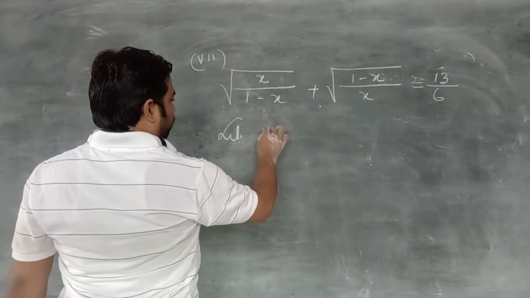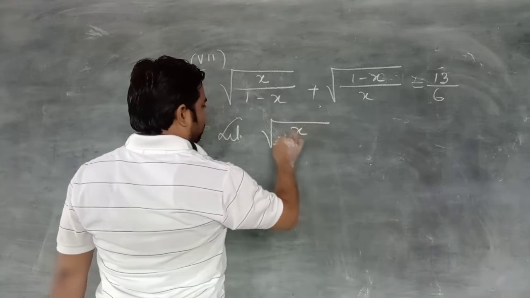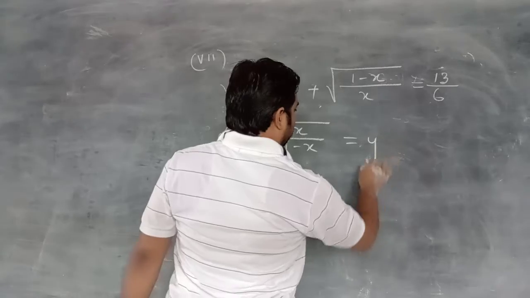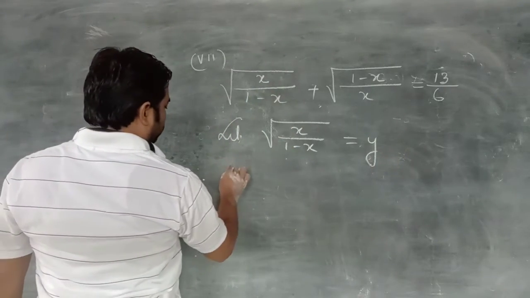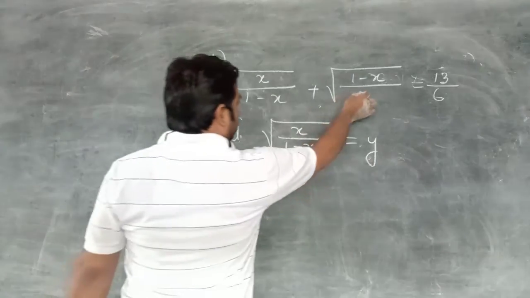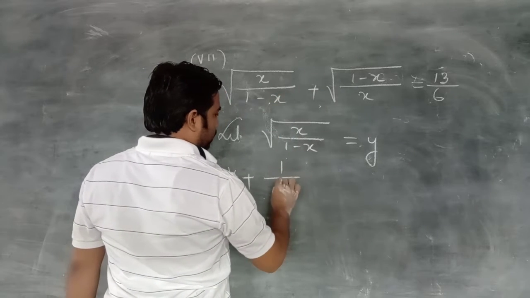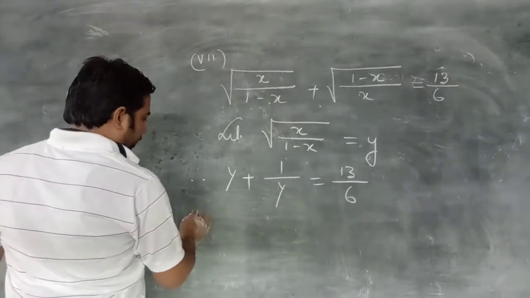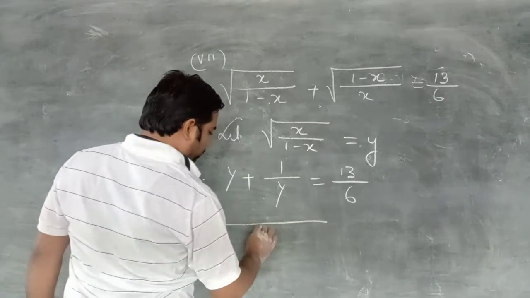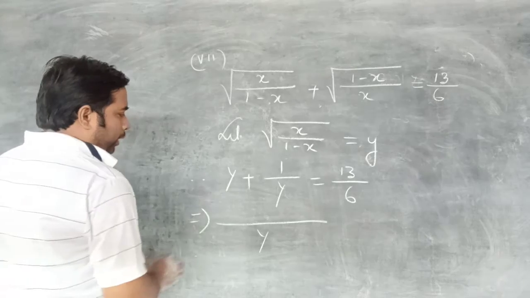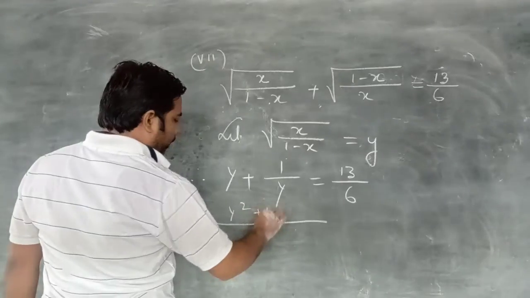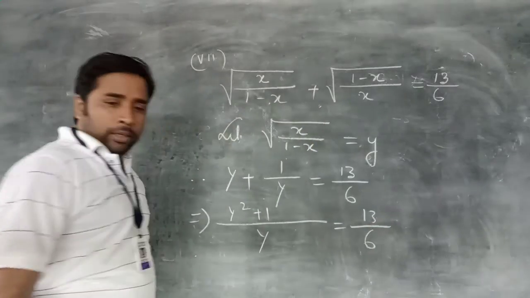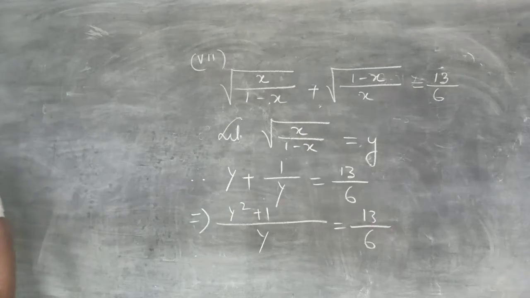Let root over x by 1 minus x equal to y. So what we can write? So this is equal to y plus, this is the reciprocal of this part, so this is 1 by y equal to 13 by 6. If we take the LCM, the LCM is y, so this is y square plus 1, and that is equal to 13 by 6. Let us cross multiply and let us find the value of y.